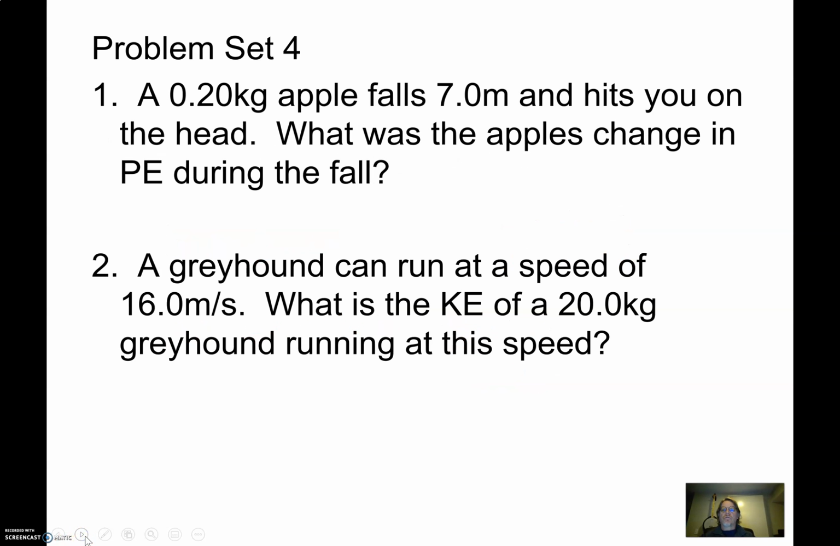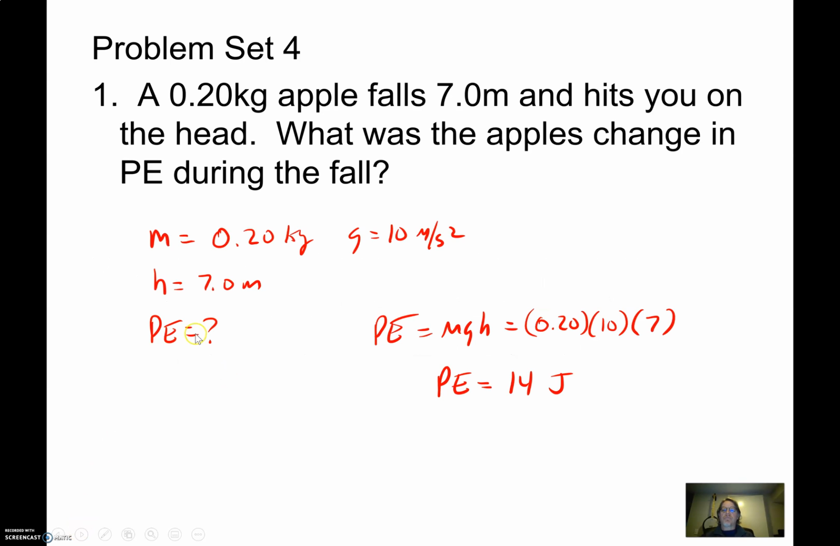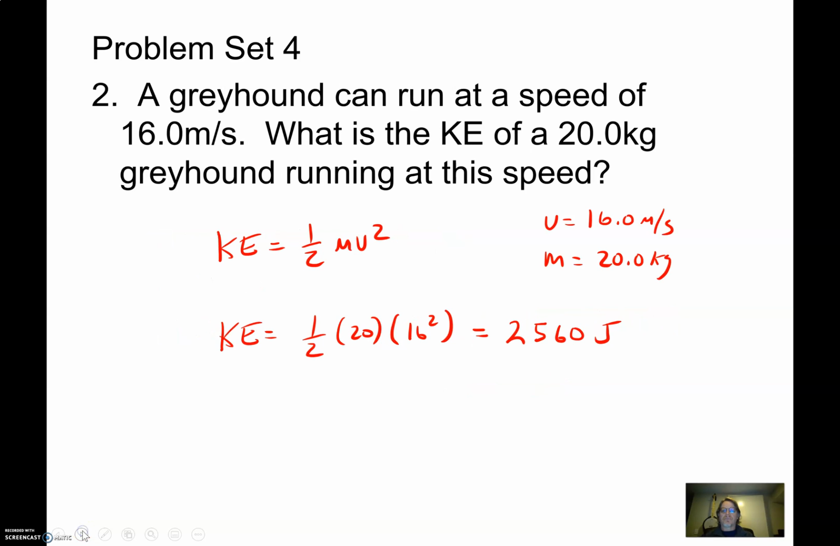Okay, so we got an apple that falls 7 meters, hits you on the head. What is the apple's change in potential energy during the fall? Then we'll do this Greyhound one. Alrighty, so the apple's just MGH, so it's got 14 joules of energy. It's the 0.2 kilograms times the 9.8 or the 10 times the 7, that's 14 joules. That would be the kinetic energy of the apple after it fell 7 meters, right before it plunked on someone's noggin. Now in the Greyhound, it's 1/2 the mass, 20 times 16 meters per second squared, and you get 2,560 joules.